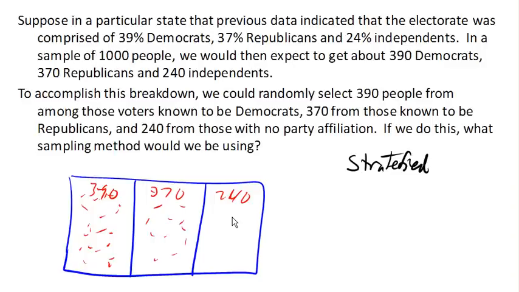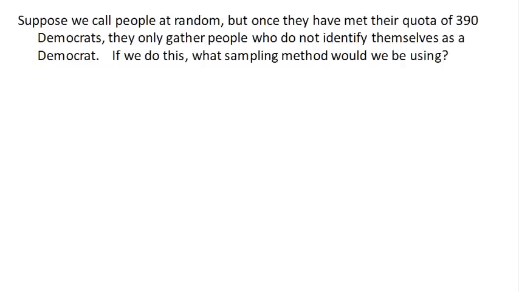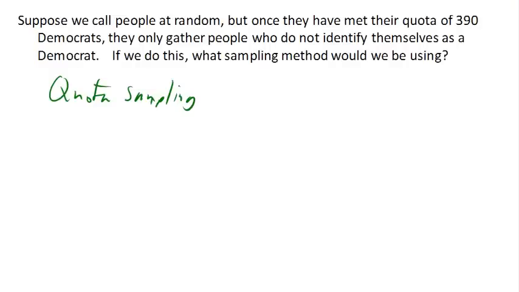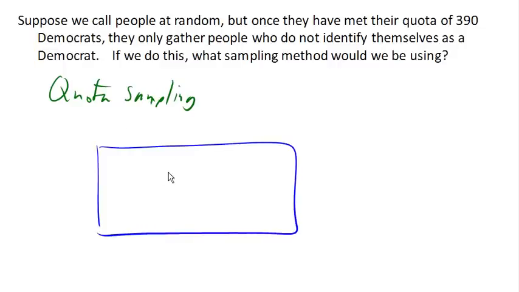Very similar to this is an idea called quota sampling. So this is called quota sampling. And it works the same way, except instead of starting by dividing the population into groups, we just start randomly sampling people. So we go, okay, I'm going to grab you, and you, and you, and you. And we keep on going until we meet our quota of 390 Democrats. So let's say I've sampled 600 people, and I've already talked to 390 Democrats. I call up the next person and say, hi, are you a Democrat or Republican? And they say, I'm a Democrat. And I say, I'm sorry, I already have enough Democrats, so I'm not going to talk to you. And that is the idea of quota sampling.